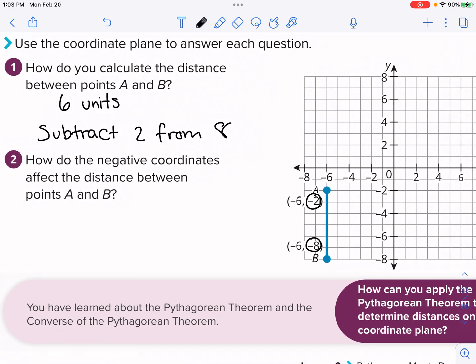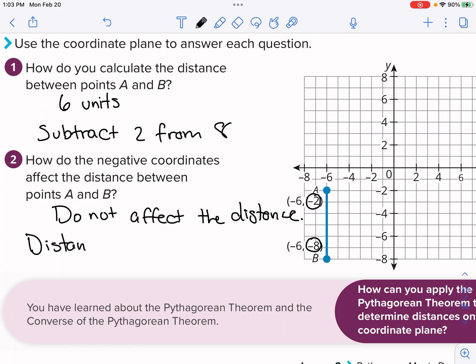So number 2, how do the negative coordinates affect the distance between points A and B? They don't. They do not affect the distance. And that's because distance is always positive. If you were to say you walk 3 steps, you wouldn't say -3 steps because you're going in a specific direction. It's always going to be positive.